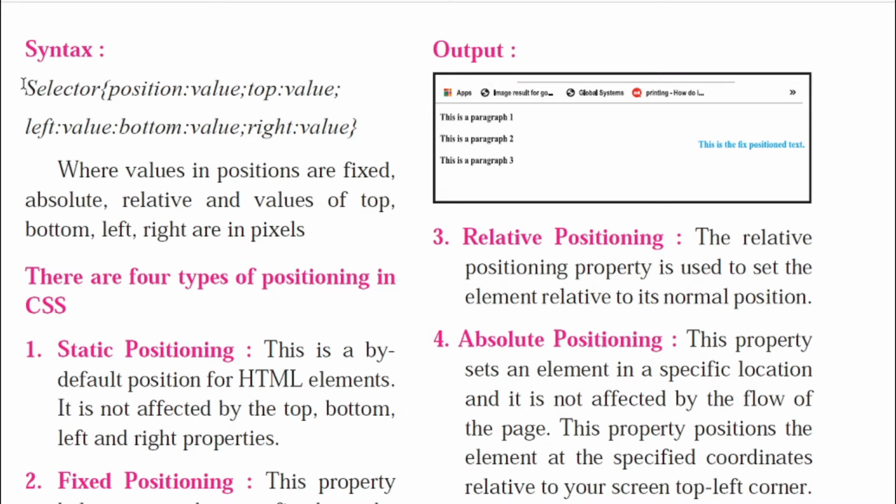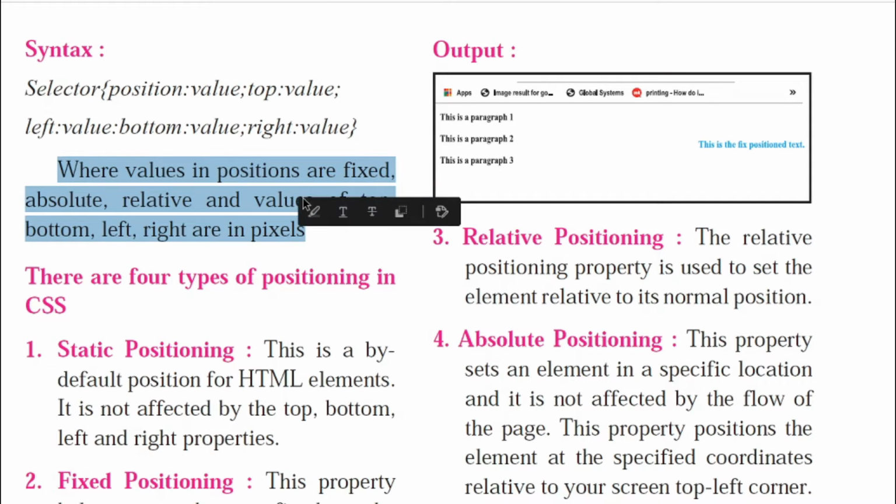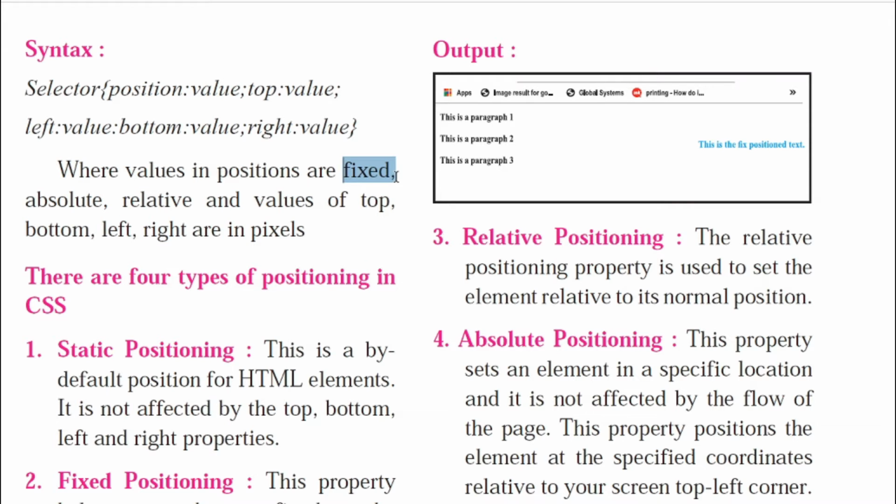Here is the syntax used to apply positioning in CSS. Namely, the selector, that is the tag, and then in curly brackets you declare the positioning, that is position and the value of position. Similarly, the pixels, or we can say the points through which the positioning is to be done, where values in positions are fixed, absolute, relative, and values of top, bottom, left, right are in pixels. So basically there are three important positionings, that is fixed, absolute and relative. These are the three important positions in CSS. Similarly, the values of top, bottom, left, right are in pixels.